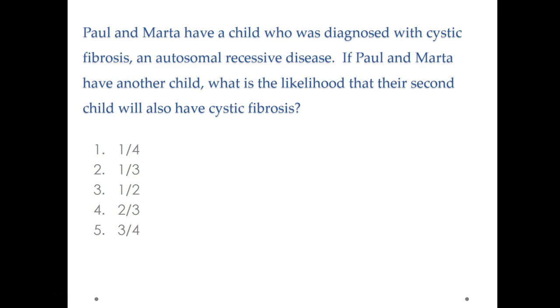It's actually a 1 out of 4 chance. Regardless of how many children they have, the chances will always be 1 out of 4 every single time. So it's always a 25% chance. It doesn't matter if they have 5 children who don't have cystic fibrosis or 5 children who do have cystic fibrosis. The chances are still going to be 1 out of 4.